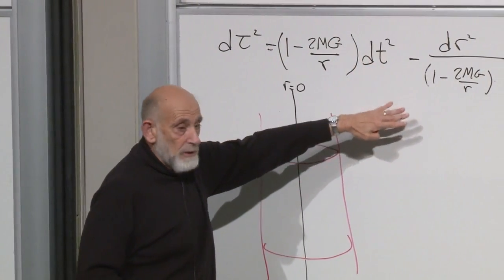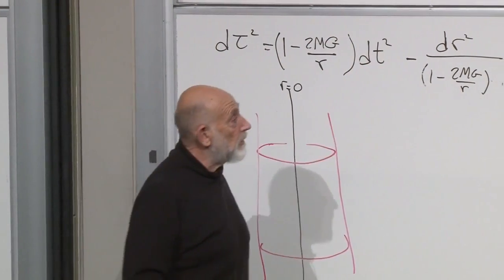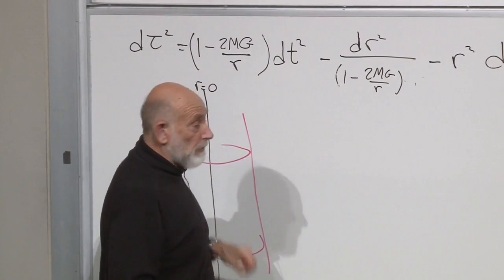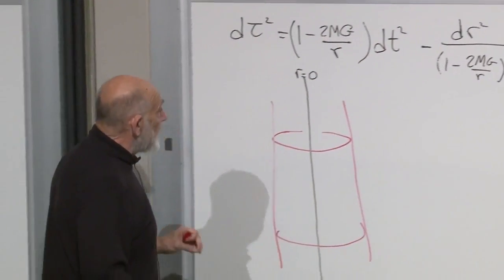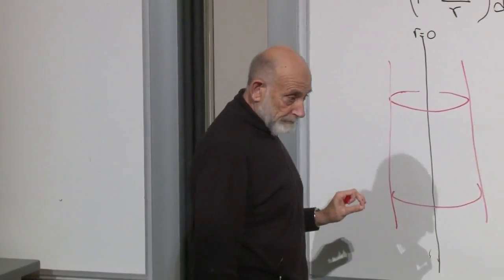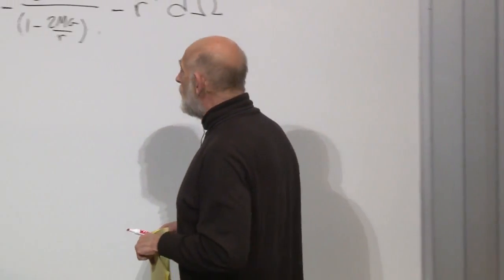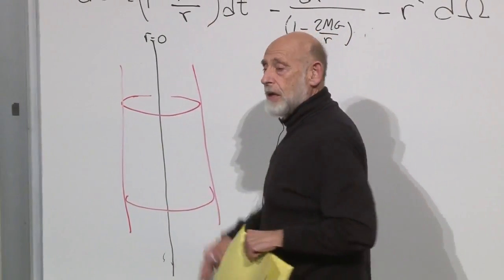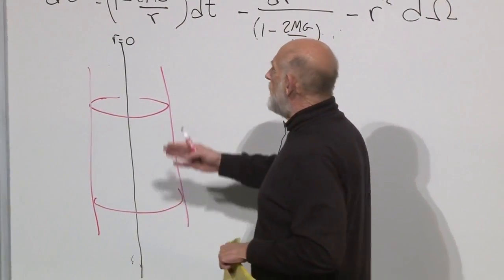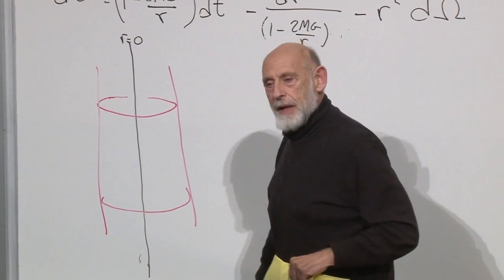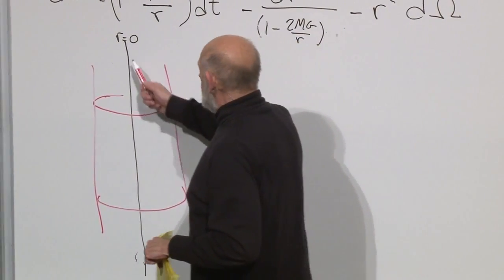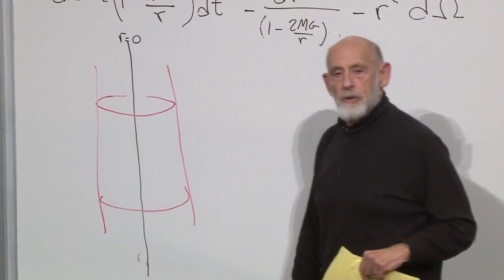And you might ask, is something real going on at r equals 2mg? No, sorry, at r equals 0. Indeed, something real is going on at r equals 0. And what's going on at r equals 0 is the curvature is becoming infinite. Nothing special, no large curvature, no enormous deviation from flat space is happening at r equals 2mg. But at r equals 0, all hell is breaking loose.